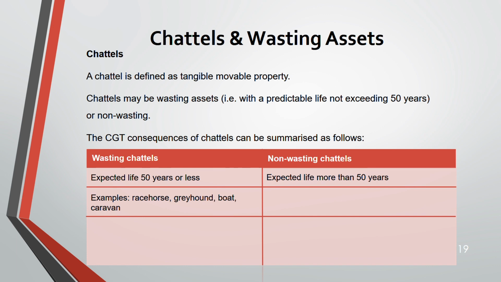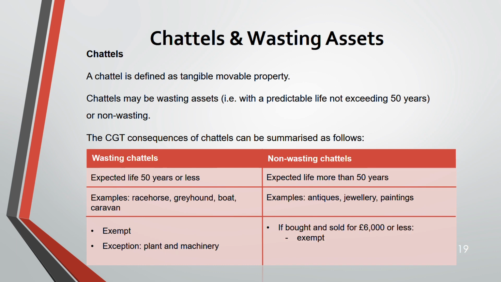Examples of wasting: racehorse, greyhound, boat, caravan. Examples of non-wasting: antiques, jewelry, paintings. Then, wasting chattels are exempt. The exception is plant and machinery. If it's plant and machinery, it is not exempt. Non-wasting chattels, if bought and sold for less than 6,000, exempt. If bought and sold for more than 6,000, chargeable in the normal way.